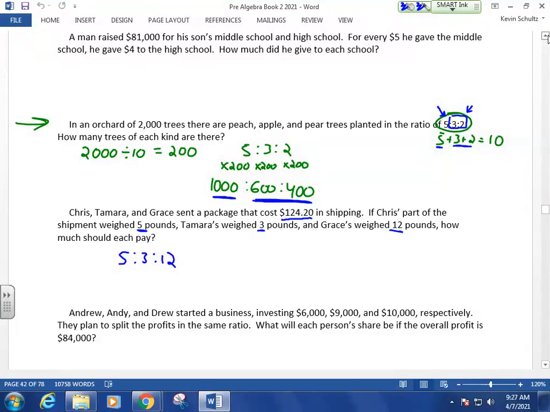And we're essentially looking for the value of each unit, or the scale factor here, so we can divide the shipping costs up evenly. 5 plus 3 plus 12 equals 20. What do we do with that? Aiden? Divide $124.20 by 20. Okay, we're going to divide that by 20 to get the value of 1 unit, or to get the value of the scale factor.